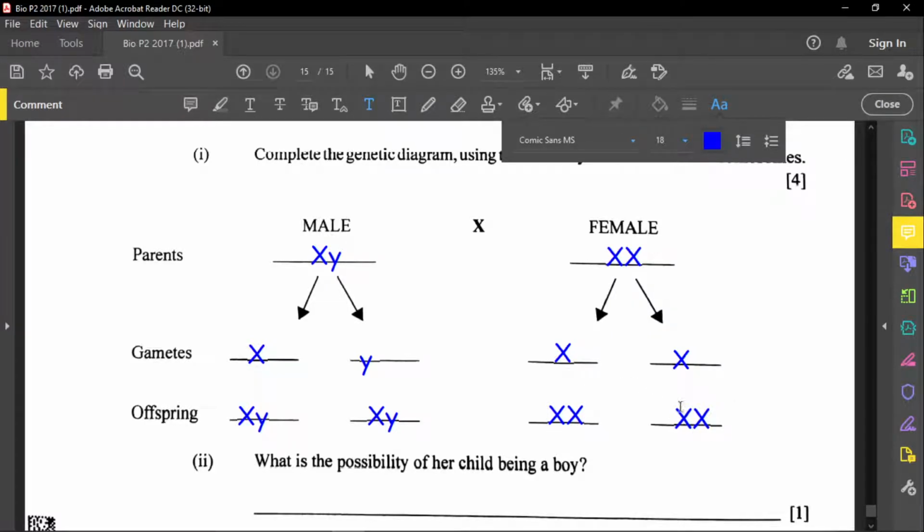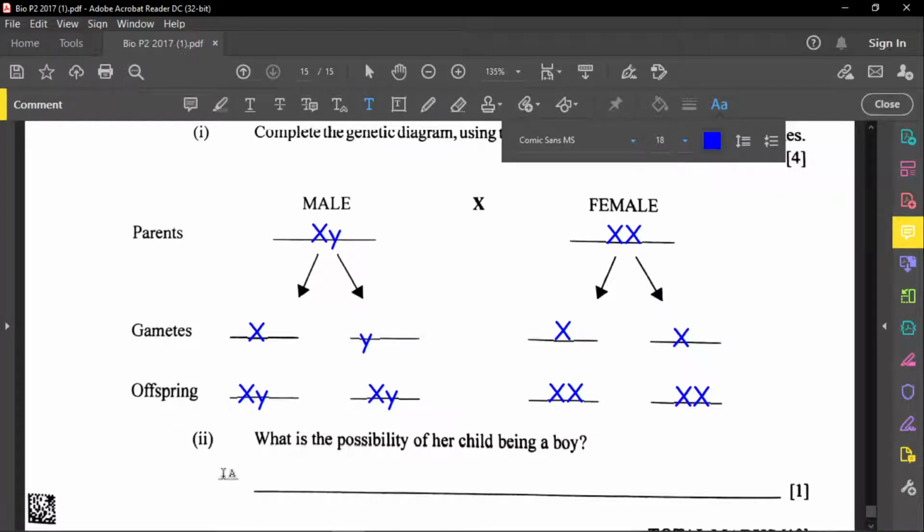So what is the possibility of her child being a boy? Her child being a boy is only 2 out of 4, which is a half, or you can say a 50% chance. So there's a 50% chance of having a male or a female child.